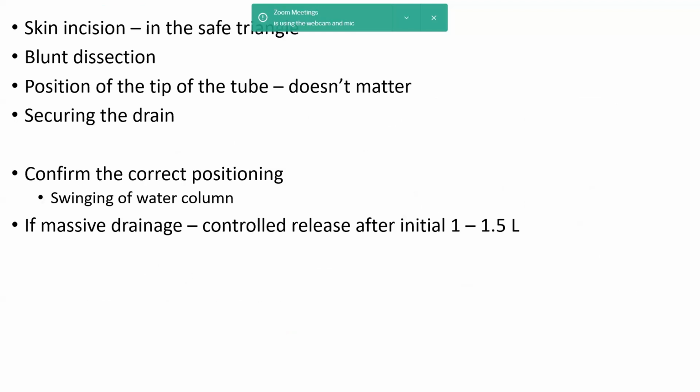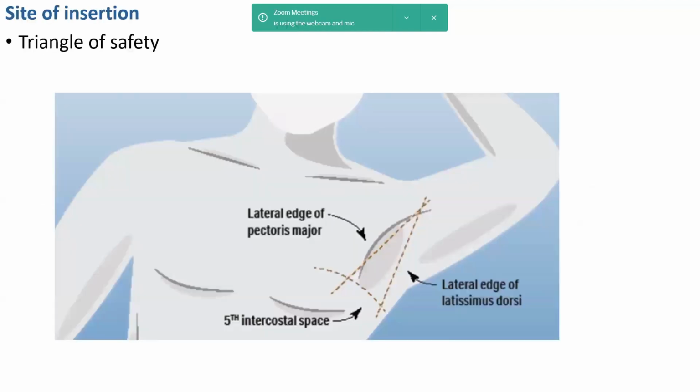And for the skin incision, again, the safe triangle, you all know, we learn it from undergraduate days. The margins they describe are anteriorly the lateral border of the pectoralis major, inferiorly the fifth intercostal space, and posteriorly the lateral edge of the latissimus dorsi. But now they even recommend that it should be inserted anterior to the mid-axillary line, because there's a chance that you might damage the long thoracic nerve if you go more posterior.